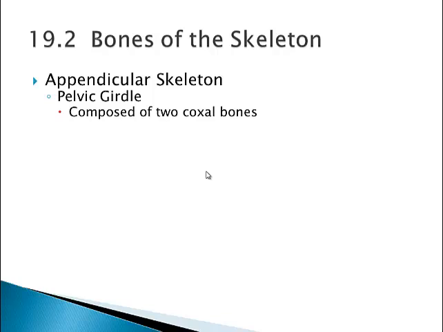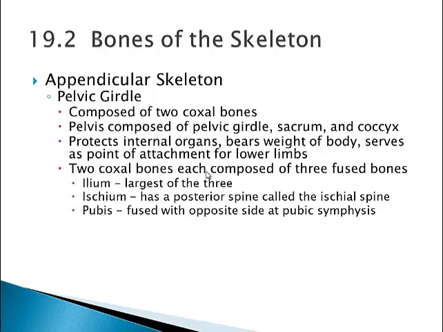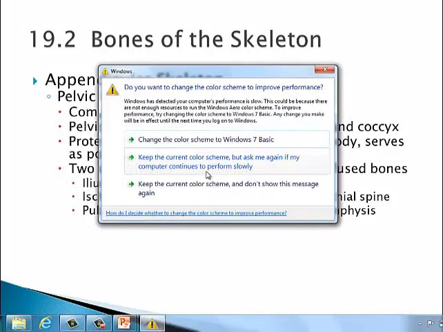The 2 coxal bones are composed of 3 bones that fused during development, for a total of 6 bones. The ilium is the largest of the 3. It's the flared top portion. The ischium is in the back of the pelvic girdle. It has a posterior spine called the ischial spine. And the pubis is in the front of the pelvic girdle. It's fused with the opposite side of the pelvic girdle at the pubic symphysis.